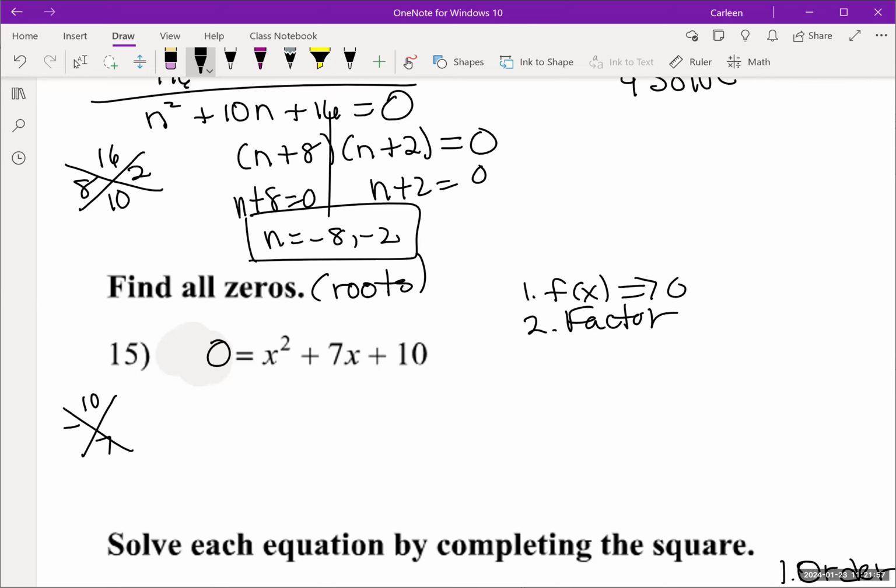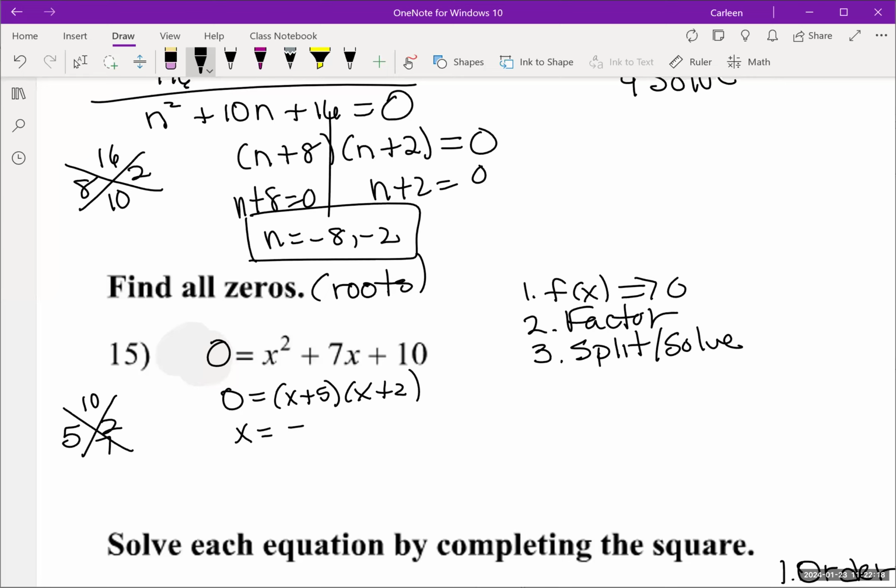5 and 2. X plus 5, x plus 2. Now we're getting faster, so we're going to do split and solve together. X is equal to -5 and -2. Find the zeros, find the roots.